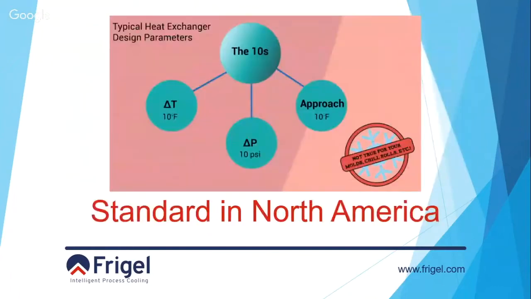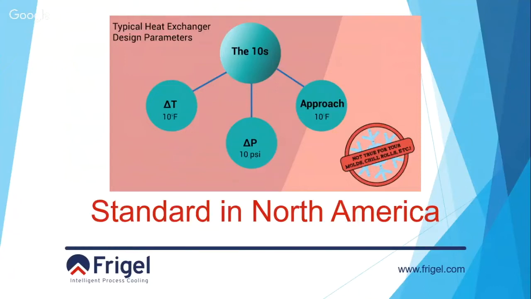Now let's talk about what we are calling the TENS. In our neck of the woods, heat exchangers are typically selected based on the TENS shown here. A 10-degree rise in coolant temperature through the exchanger, a mold for example. A 10 psi pressure drop through the heat exchanger. And a 10-degree approach, which is the difference between the coolant temperature and the temperature of what is being cooled.